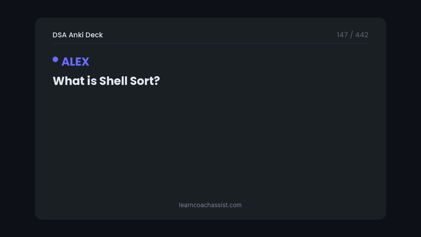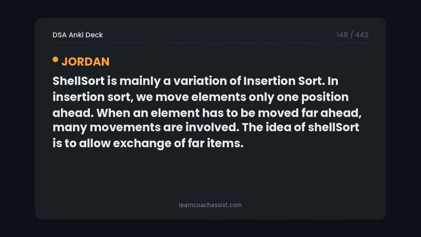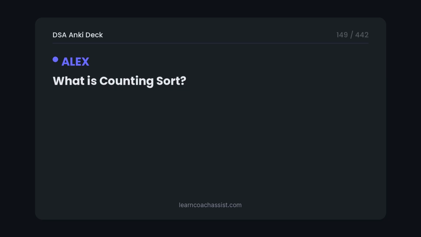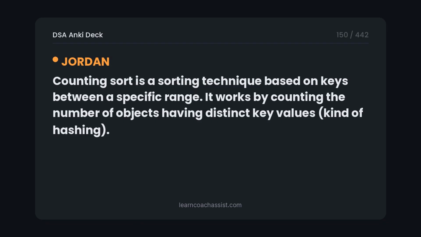What is shell sort? Shell sort is mainly a variation of insertion sort. In insertion sort, we move elements only one position ahead. When an element has to be moved far ahead, many movements are involved. The idea of shell sort is to allow exchange of far items. What is counting sort? Counting sort is a sorting technique based on keys between a specific range. It works by counting the number of objects having distinct key values, kind of hashing.